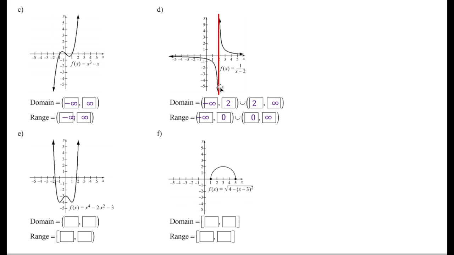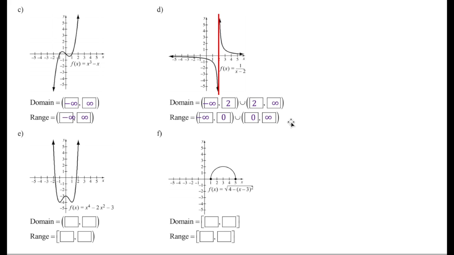Similarly, when I look at my range, notice I have an asymptote at the x-axis. So I have an asymptote when y is equal to 0. So my graph is going to come up from negative infinity. We're going to stop and jump over 0 and continue to positive infinity, which is why we have negative infinity to 0, union or jump over, and go from 0 to infinity.